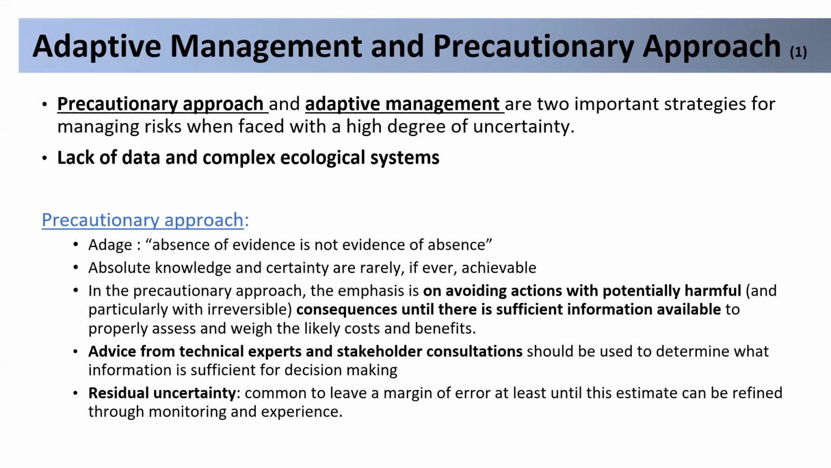So with the precautionary approach, there's this saying that absence of evidence is not evidence of absence. Absolute knowledge and certainty are very rare. And you have to, as a practitioner, be capable of making a judgment call on when something is sufficient. So in the precautionary approach, the emphasis is on avoiding actions with potentially harmful and particularly irreversible consequences until there is sufficient information available to properly assess and weigh the likely costs and benefits.